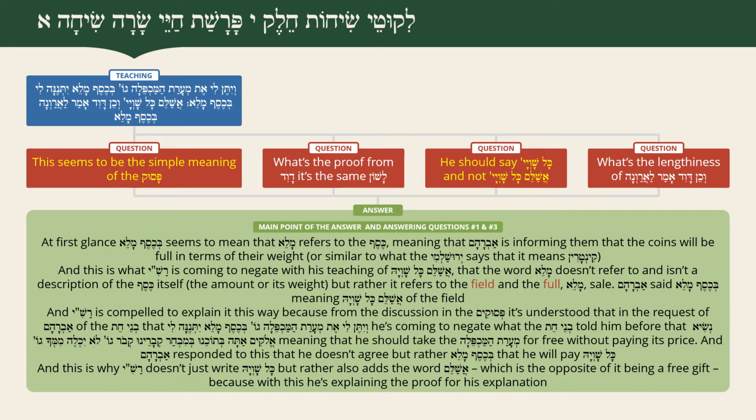So what's his response? Bekesef mole, I'm going to pay. So mole must refer to the fact that he's going to pay for the field. So that's where Rashi writes the word ashalim, to tell us that's his proof. His proof is that Avram is saying, I'm going to pay. If he's responding that he's going to pay, then it must be that when he says bekesef mole, he's saying, I'm going to pay for the full price of the field and not take it for free. The offer is for free. He's responding, no, bekesef mole. That means bekesef mole is referring to the sale, that it's going to be a full sale, and he's not going to take it for free.